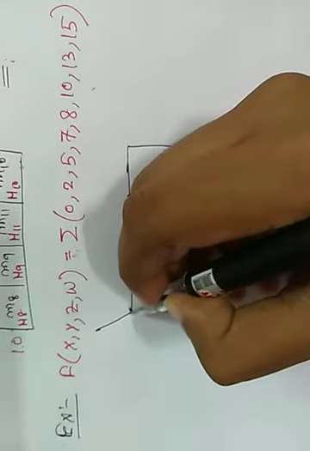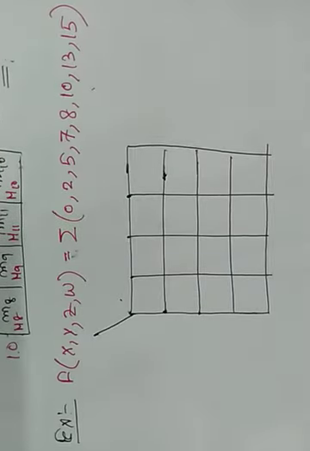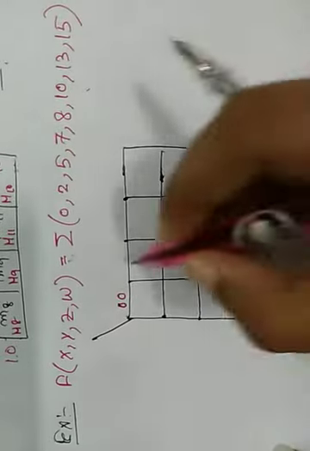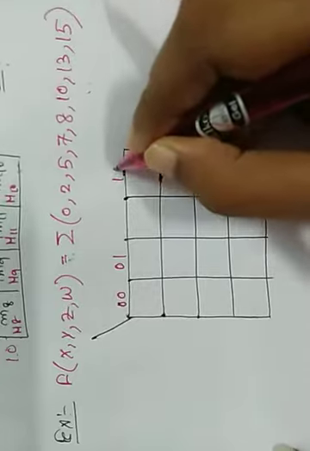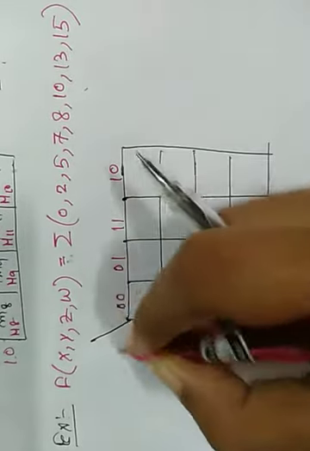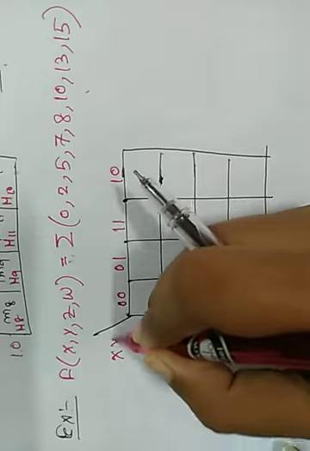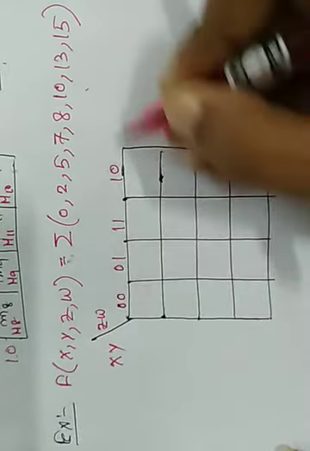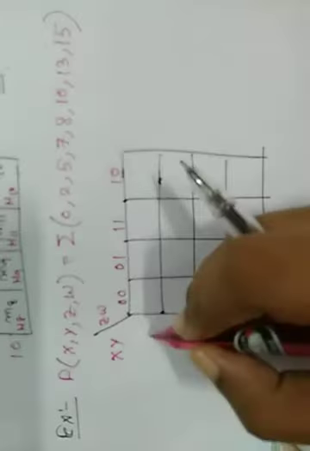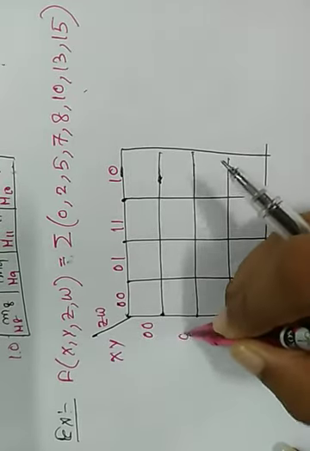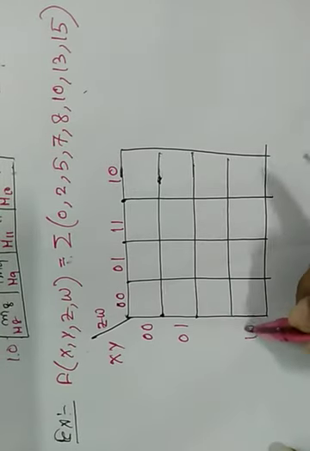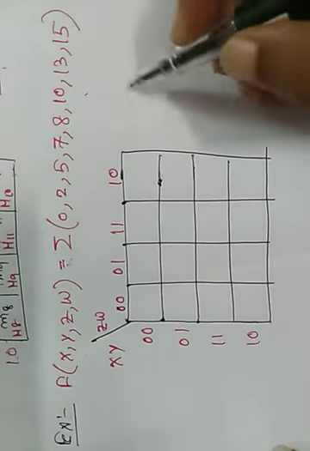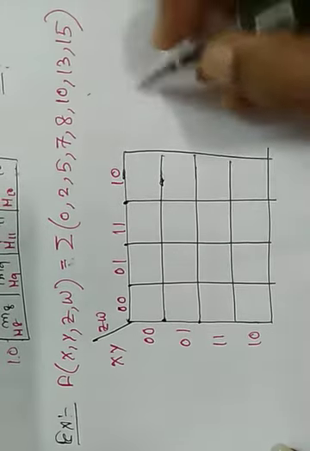Here, and these values are 0, 0, 0, 1, 1, 0, 1, 1. Our sequences XY must be horizontal and ZW vertical, and so here also the values are 0, 0, 0, 1, 1, 0, 1, 1. Okay, so for our easy concept I am writing here.